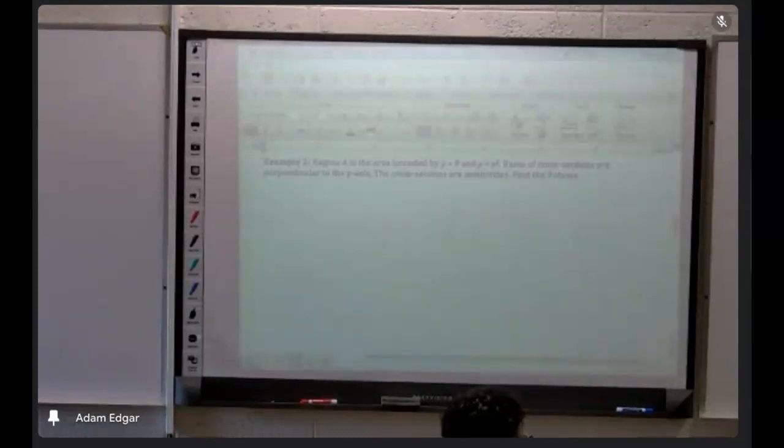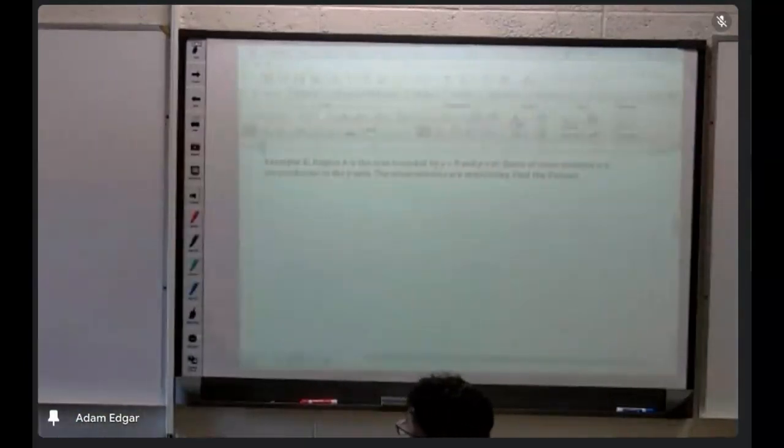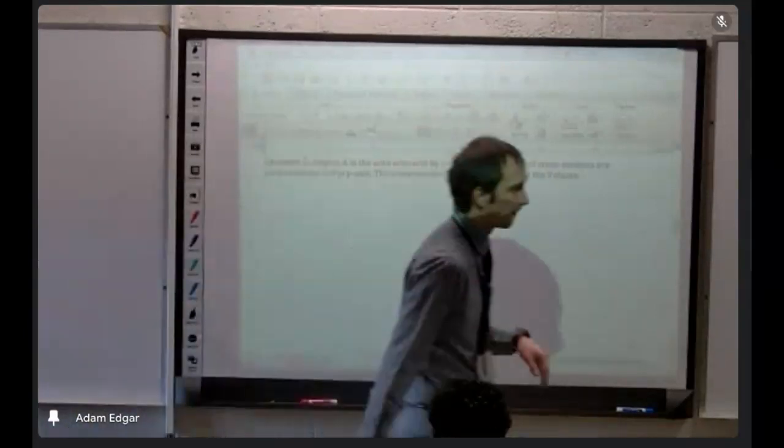An extra packet. Actually, I have an extra packet, but it's got other people's names on it because they weren't here to collect it.